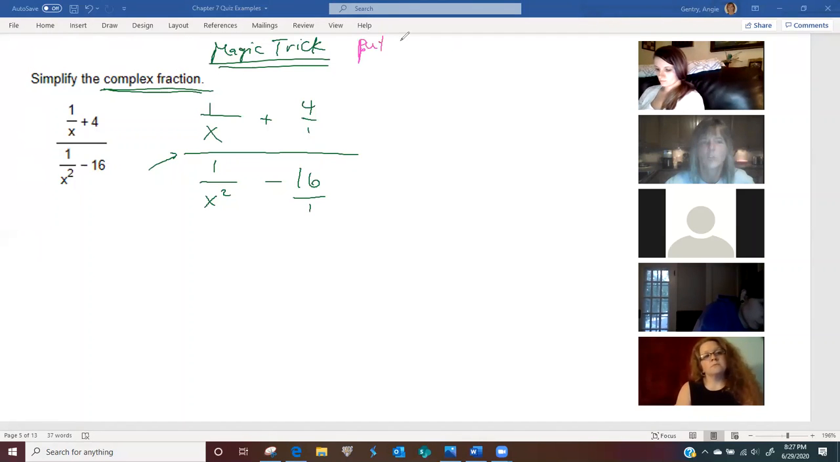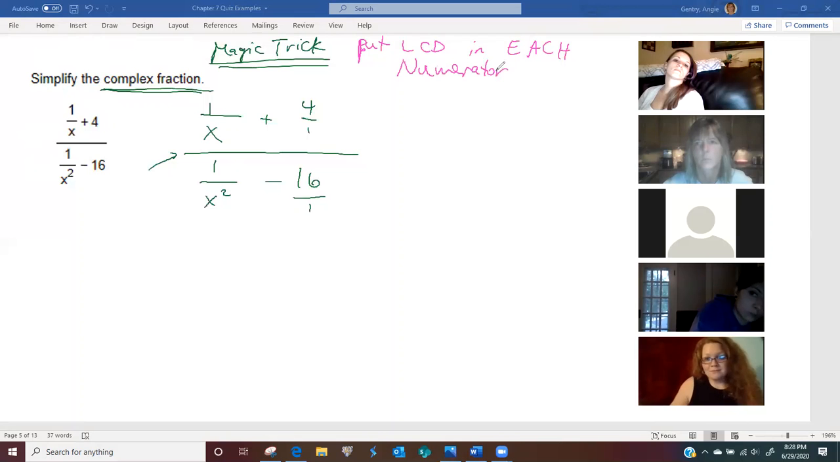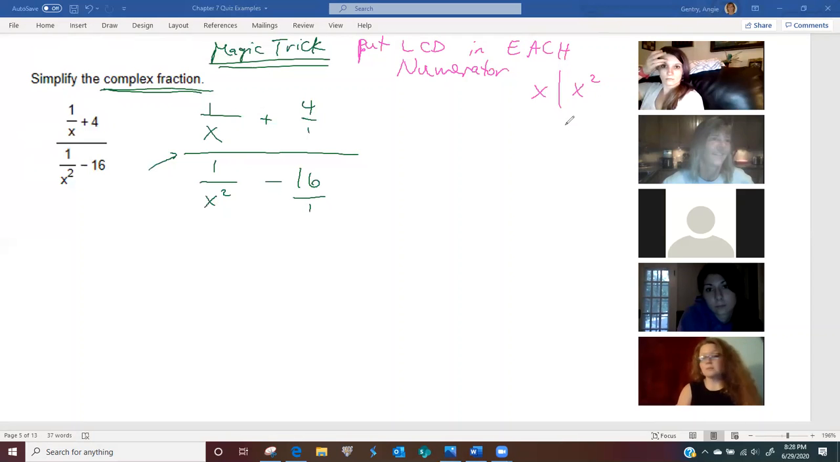Put the LCD in each numerator. So the LCD, what's the LCD? You have an X. You see how you look at all your denominators? X squared. So what are you going to put in your LCD? Is it X or X squared? Smallest number they both fit into. X squared. Right? X squared, because you would list them as individual factors. You say, I see it once, I see it twice. I listed the most I saw it was twice.